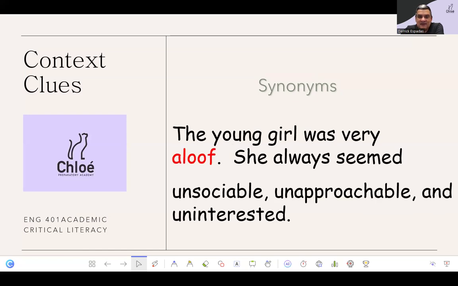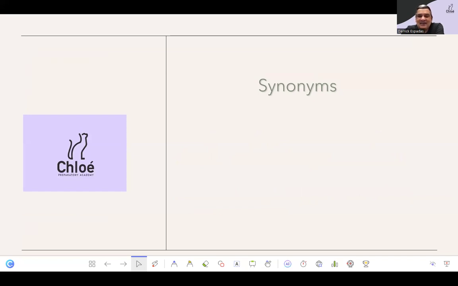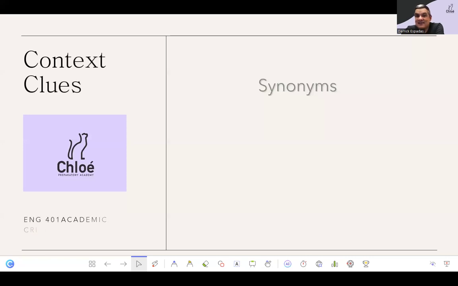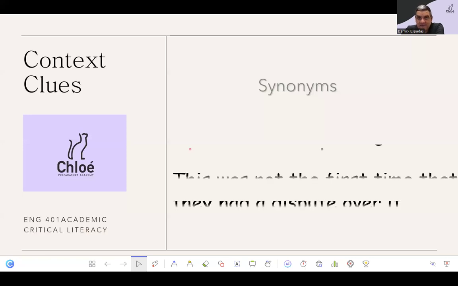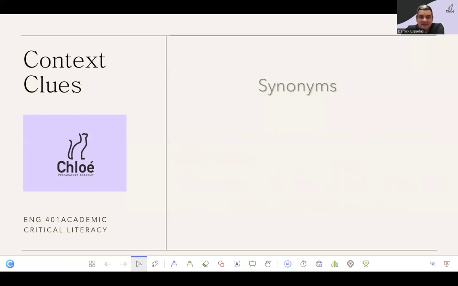So now we're going to talk about synonyms. And remember, synonyms are very similar to the rewording. Wow, that does not last at all, does it? And so we'll go ahead and take a look at that as well. So the three brothers began to altercate over the game. Okay. So they began to altercate over the game.